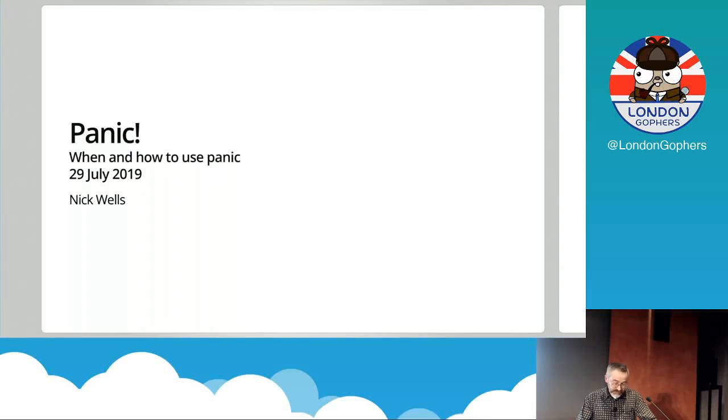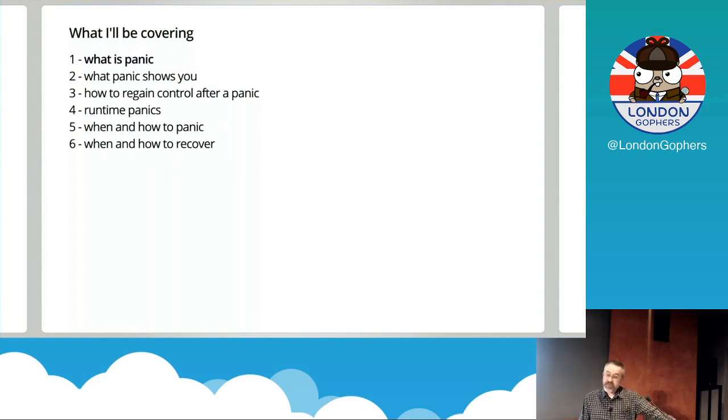Okay, so I'm going to be talking tonight about panic. It's a feature in Go, and we'll be talking about that tonight. So I'll be covering what panic is, what you see when you get a panic, how to regain control after a panic. We'll talk a little bit about runtime panics and how to identify them, and then there'll be some advice on when and how you should panic and when and how you should recover.